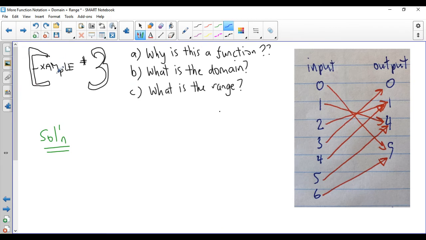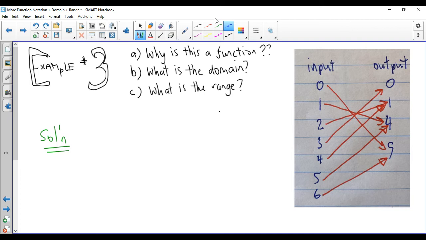Here, well, let's look at this one. So we have a mapping diagram, and we want to know, is it a function? And then what's the domain and what's the range? Okay, cool. Seems okay.